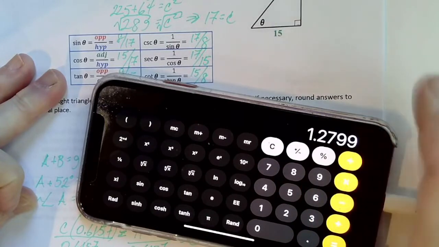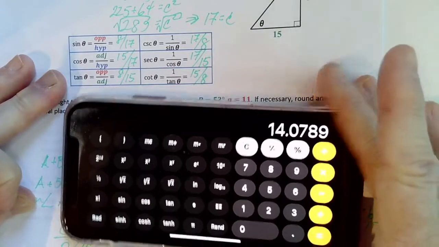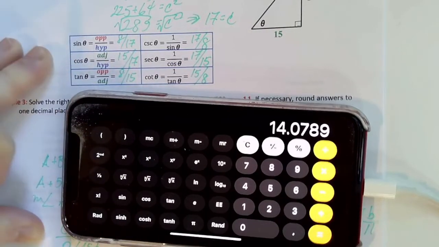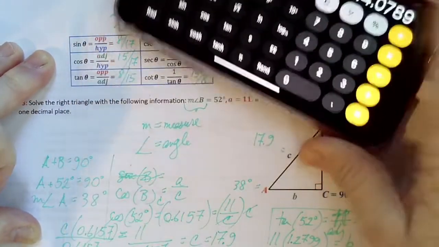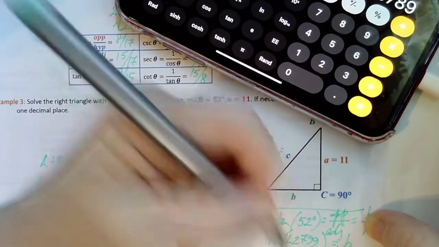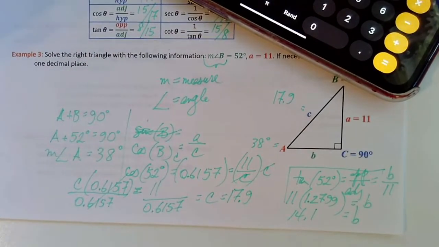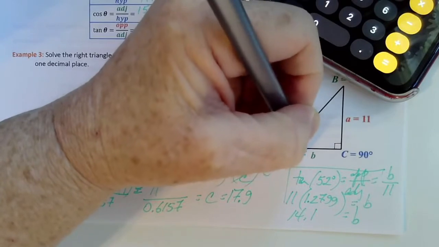1.2799 times 11, and I get that B is 14.0789, but I want to round to 1 decimal place, so 14.1. And B, all of these lengths are just units. So we've got B is 14.1.